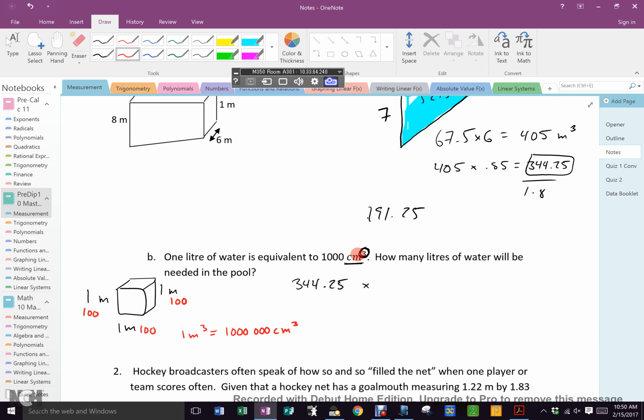So what do I have to do to 344.25 to get to centimeters cubed first? Times what? How many of you times 100? How many of you had no idea how to do B? Okay. Well, I need liters in centimeters. Liters and centimeters is an easy conversion, isn't it? But I don't have centimeters cubed. I have meters cubed. So I have to convert that first. So I got to multiply this by 1,000,000. How many decimal places do I move it when I have 1,000,000? Somebody knows that one. 6. So 1, 2, 3, 4, 5, 6. What goes in the holes? Zeros.